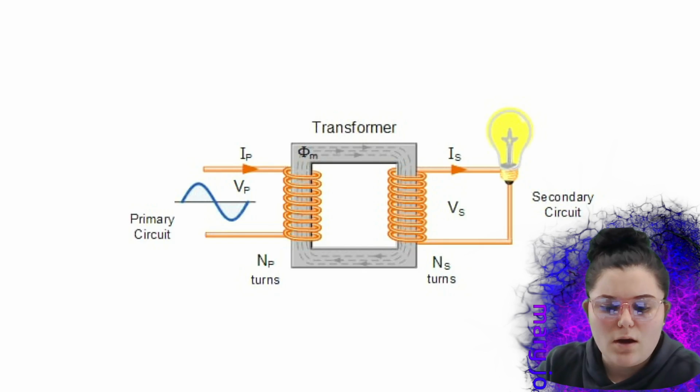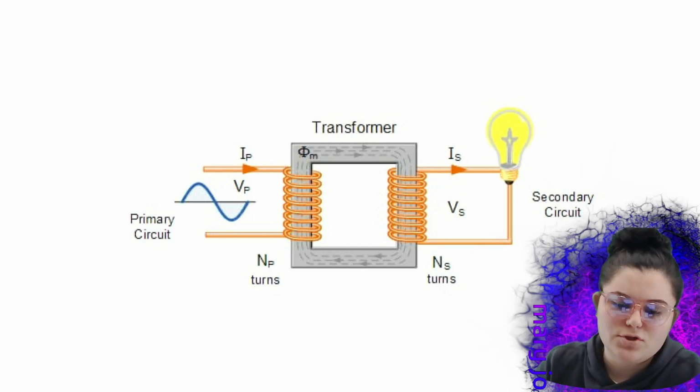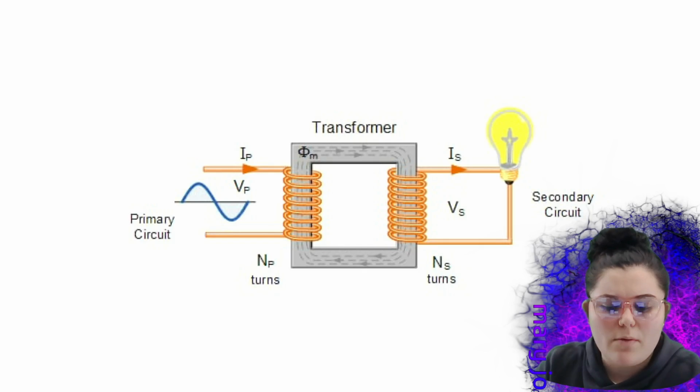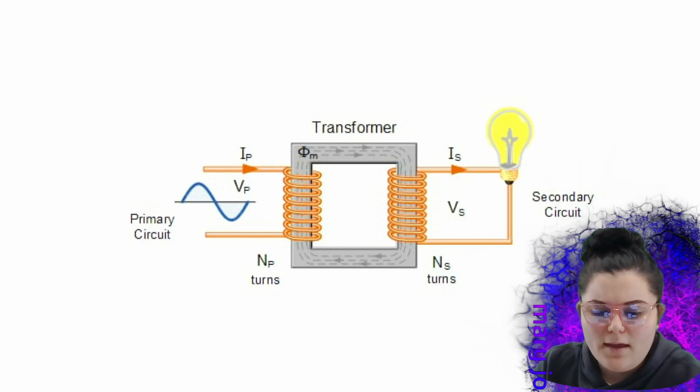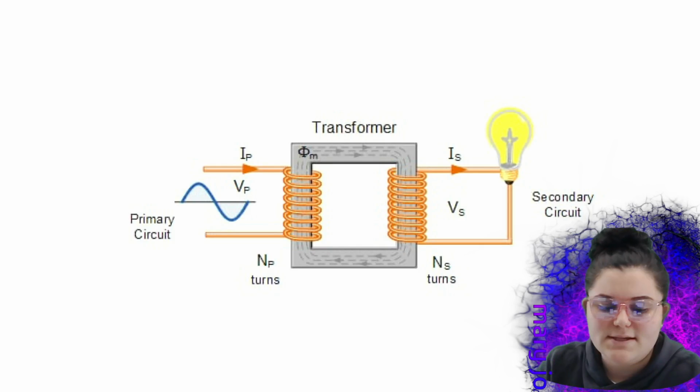So depending on if it is a step up or step down transformer, the turns ratio on each winding is going to vary. The turns ratio of a transformer is the ratio of turns in the primary winding to the number of turns in the secondary winding.